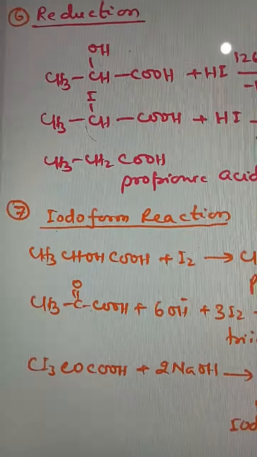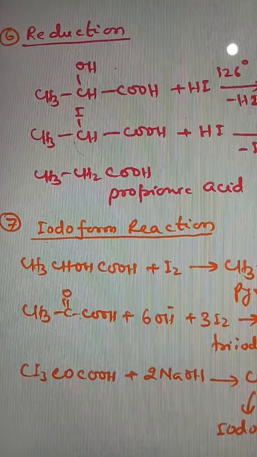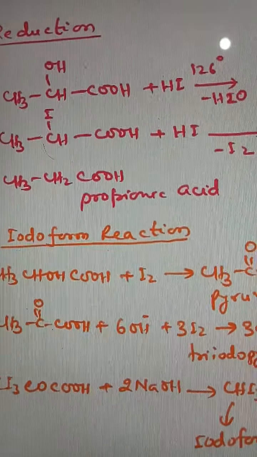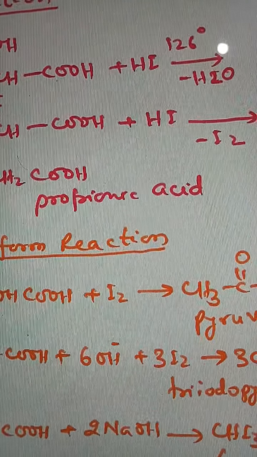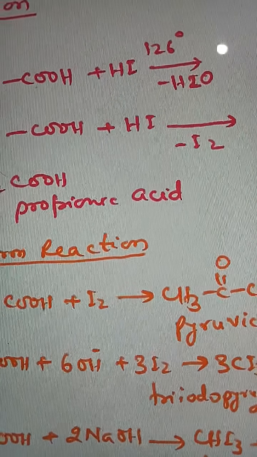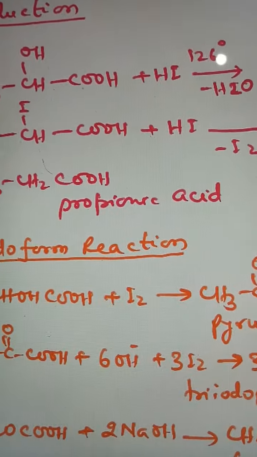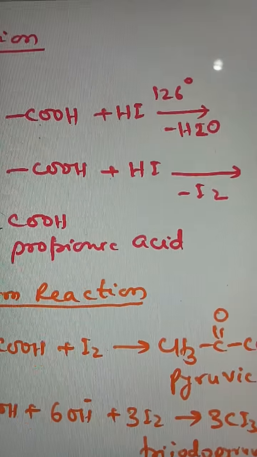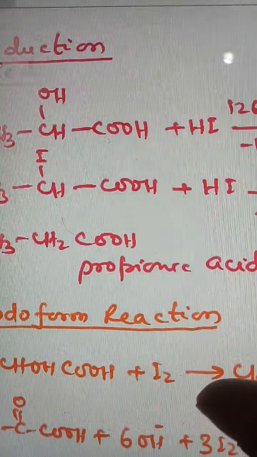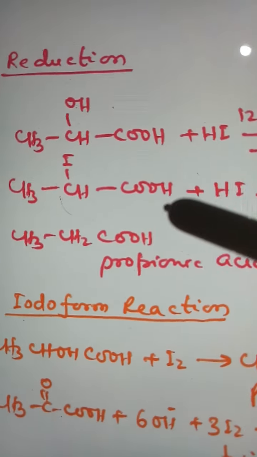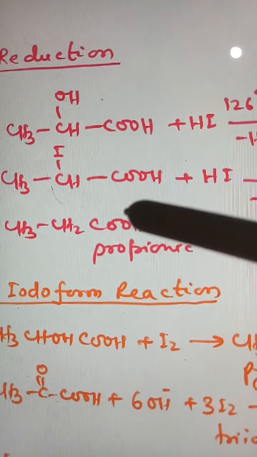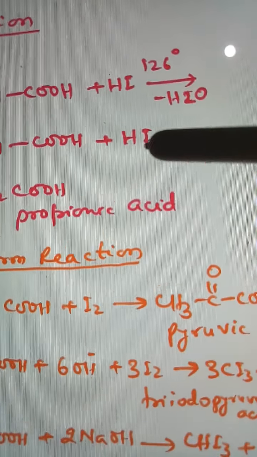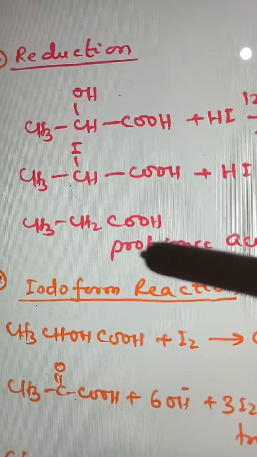Now friends, come to the reduction part. Lactic acid is reduced to propionic acid when heated with hydroiodic acid. Hydroiodic acid: you can see here, the OH group is replaced by iodine, and further reacting again with HI gives propionic acid.